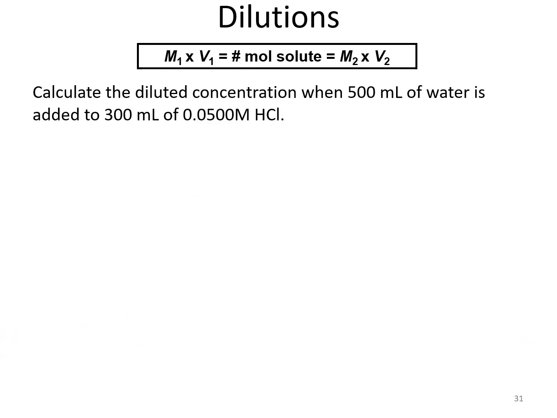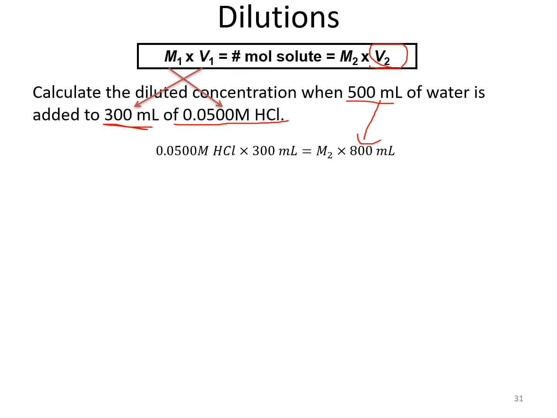So let's practice. We have 300 mils of a 0.0500 molarity HCl solution, and I want to know what is the new concentration when I add 500 mils to that. Okay, we know what M1 and V1 are. So what is V2 going to be? V2 is going to be my final volume, which is the 500 mils added to the 300 mils, which would be 800 mils.